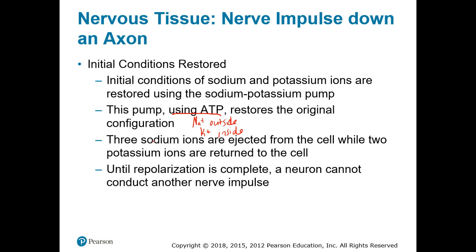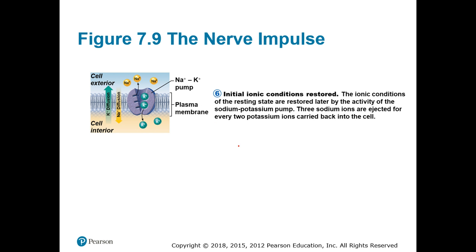During the sodium potassium pump, 3 sodium are going to be ejected to the outside of the cell and 2 potassium are going to be brought inside the cell. And until repolarization is complete, the neuron cannot conduct another nerve impulse. So here's an example of the sodium potassium pump restoring everything back to their normal conditions. We have potassium coming in and sodium going back out to their original spots. Note that this pump right here uses ATP.